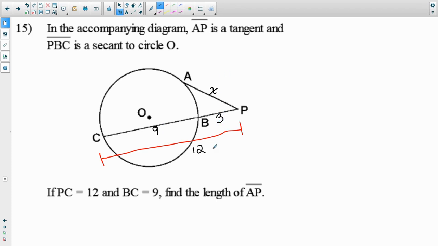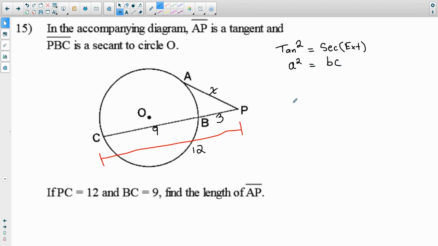So now I have all the parts that I need. And here we're remembering that the tangent squared will be equal to the secant times its exterior part. Well, let's substitute the A, B's, and the C's. That means my A, which is my tangent, squared, is equal to the whole secant, which is my B, times the exterior part, which is C.